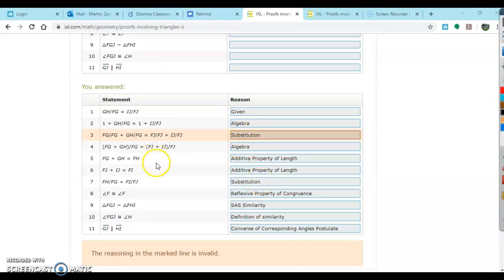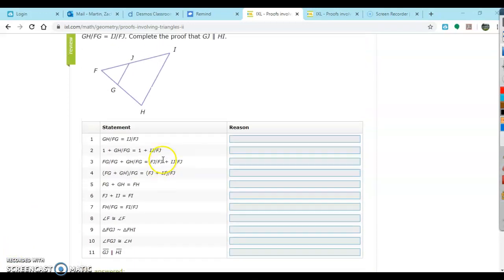We'll put algebra there. And then the next part was because we have the same denominators on both sides of the equal sign, we could just combine the numerators. We can do that addition and just place the sum of the two numerators over each denominator. All right. On to step 5. Notice we have FG plus GH equals FH. Well, look at your figure.